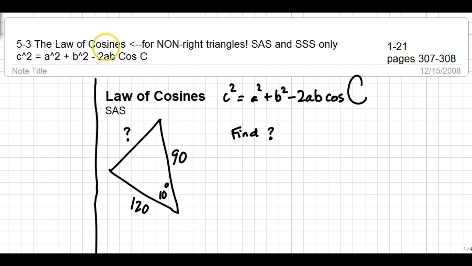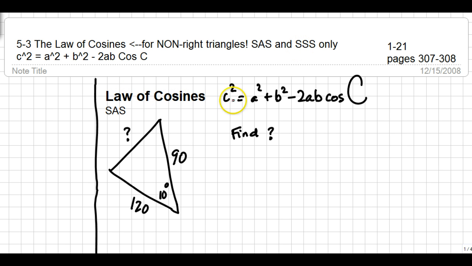The law of cosines is only used in two instances: if the triangle is set up as an SAS or SSS triangle. SAS and SSS are two references back to geometry. SAS means two sides are given and the angle between them. SSS means side, side, side, and that simply means all three sides are given. So we're going to look at examples of each of these.